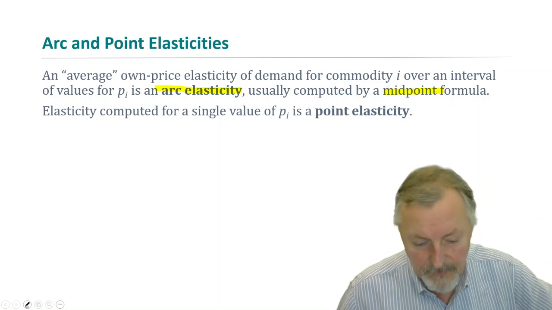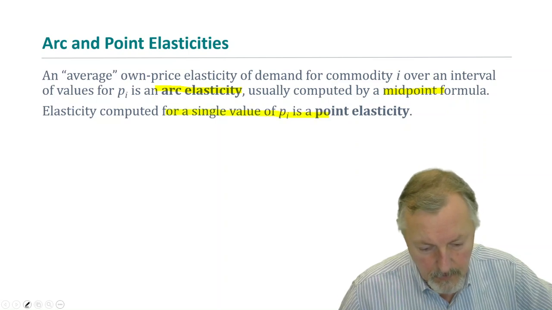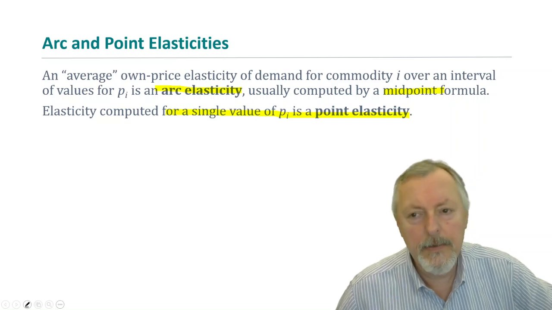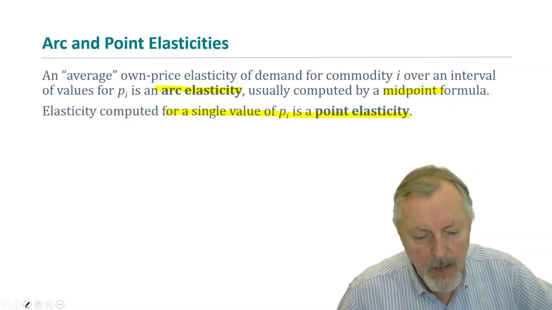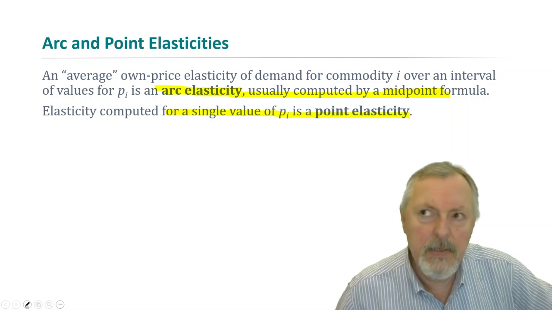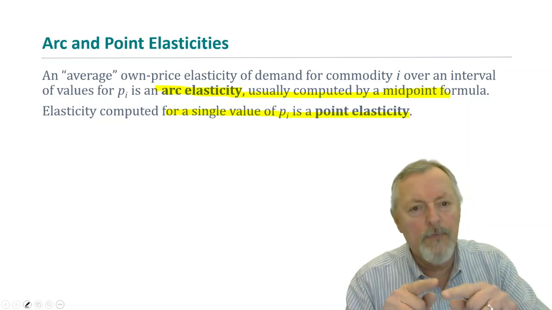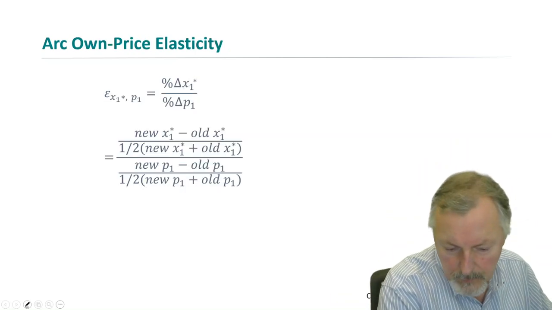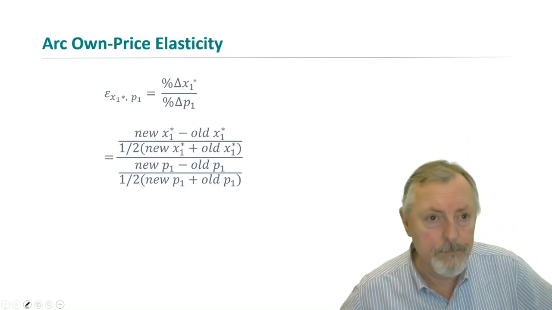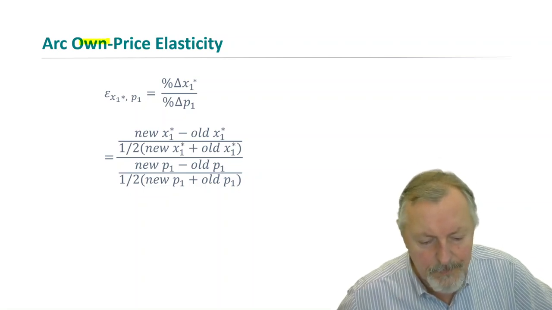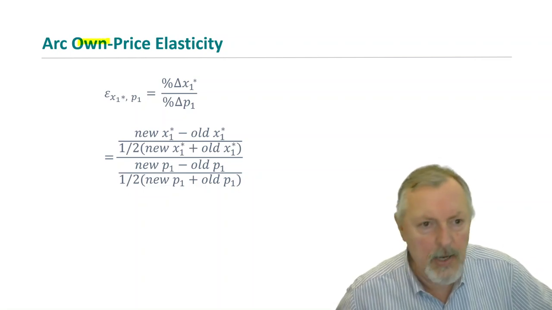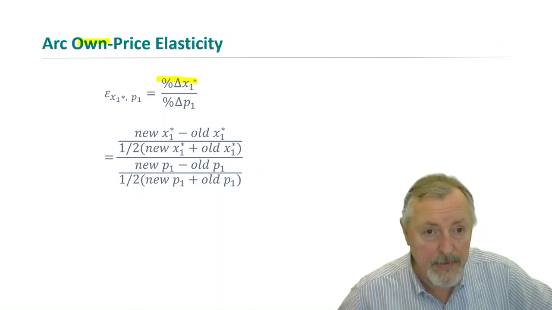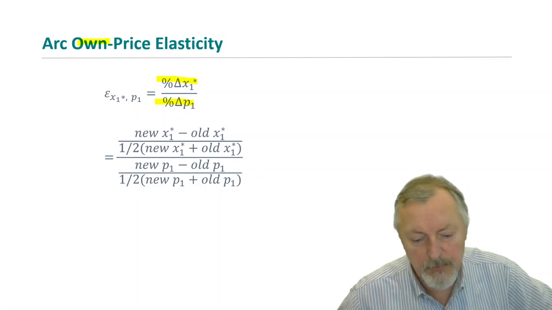If you want to know the exact value, we call that the point elasticity. And you need calculus to do that, usually. Arc elasticity gives you the average elasticity over an arc, over a range of demand. Let's see. Arc price elasticity of demand. We're just going to assume it's own-price unless we say otherwise. Well, it is the percent change in quantity divided by the percent change in price.